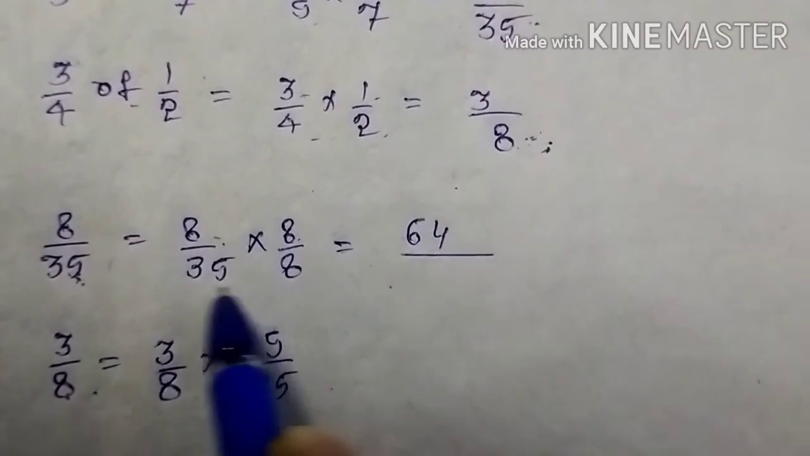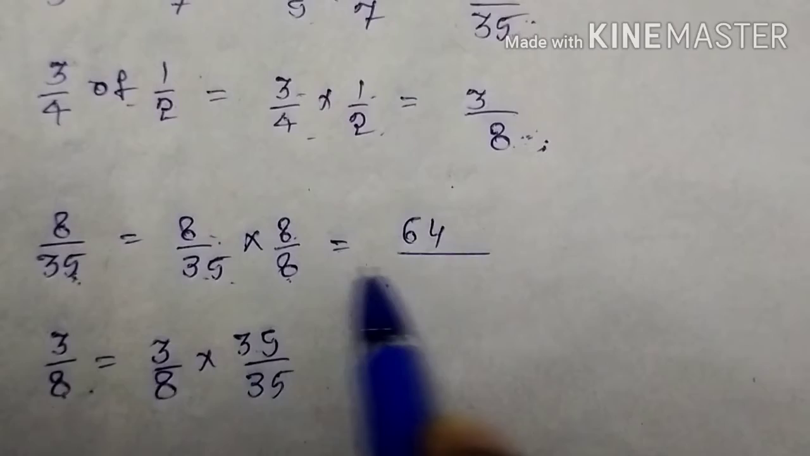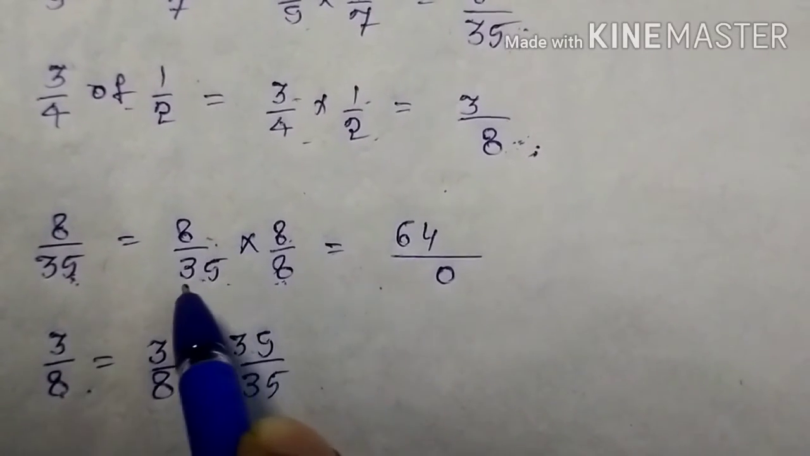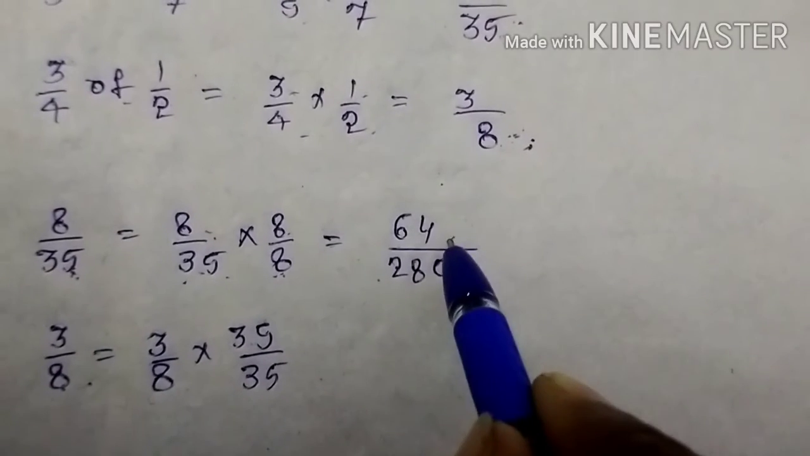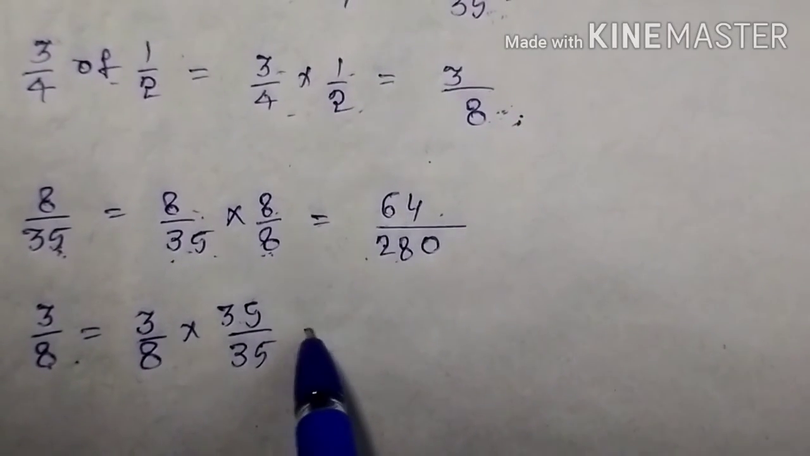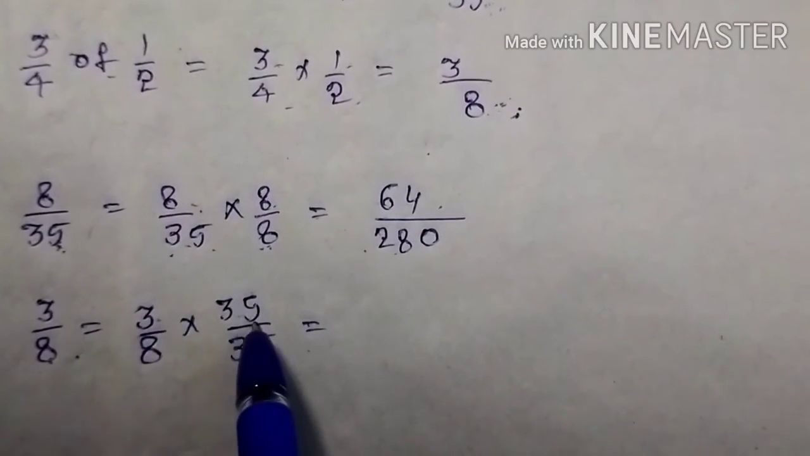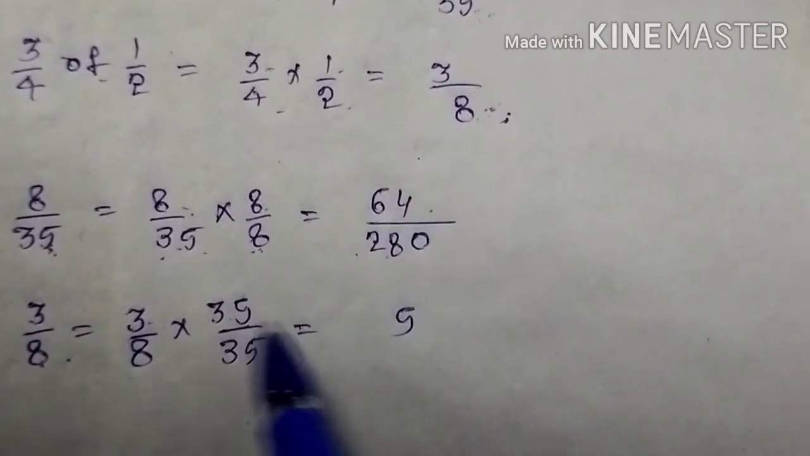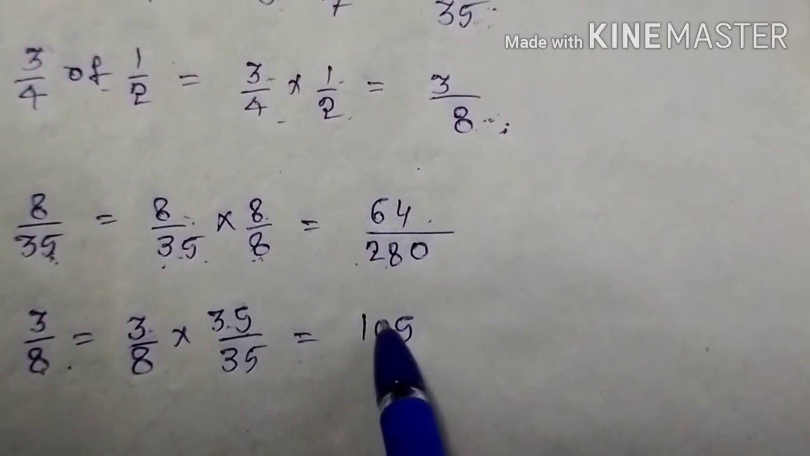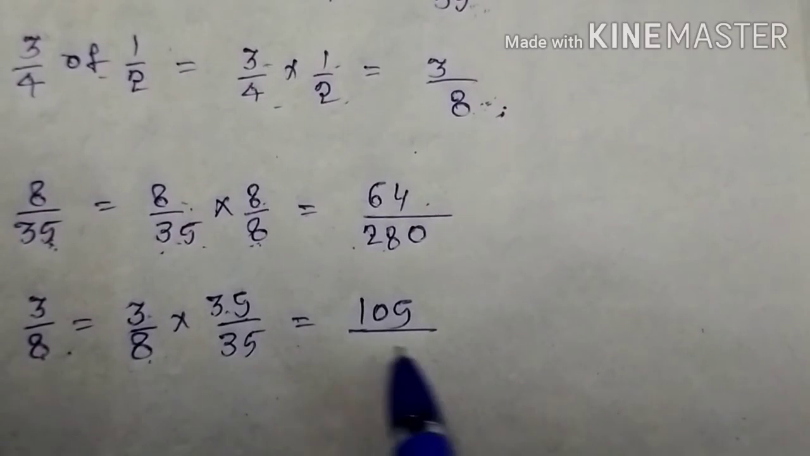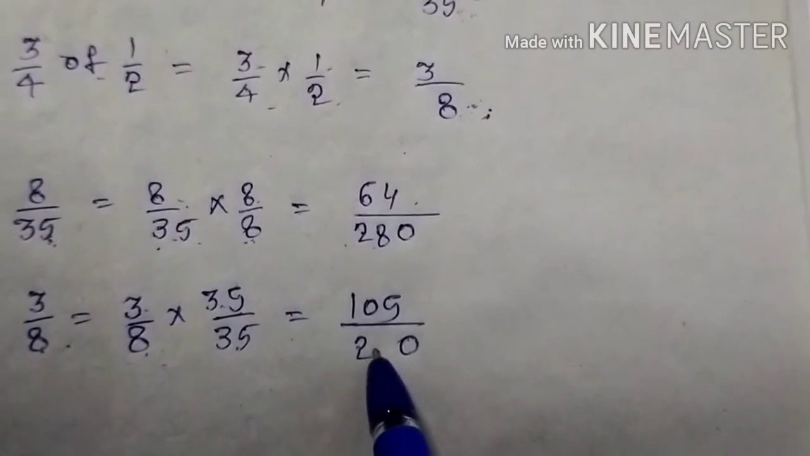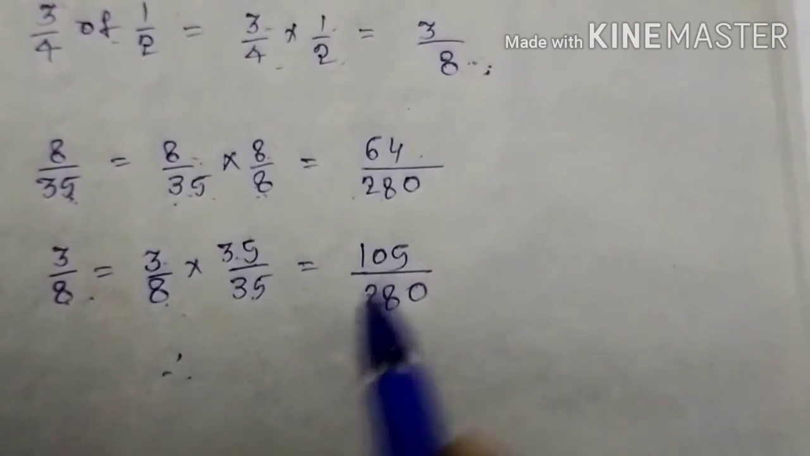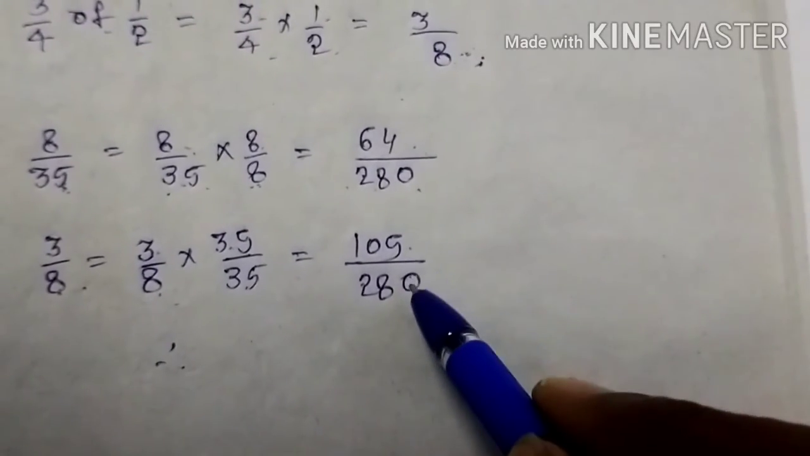See here, I am writing 8 8s are how much? 64. But 35 into 8 how much? 8 5s are 40, 8 3s are 24, 24 plus 4 is how much? 28. 64 by 280. In a similar way, 3 into 35 how much? 3 5s are 15, 3 3s are 9, 9 plus 1 is how much? 10 only. By 8 into 35, 8 5s are 40, 8 3s are 24 plus 4, 28. Once you observe here, 64 by 280 and 105 by 280.